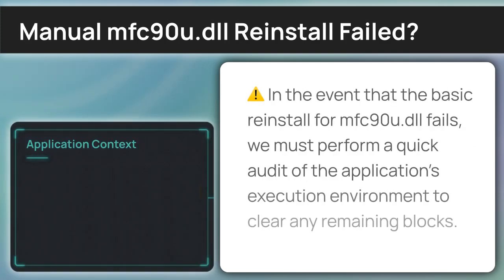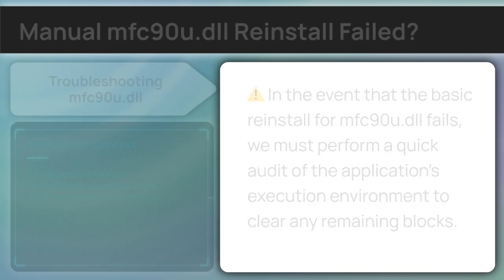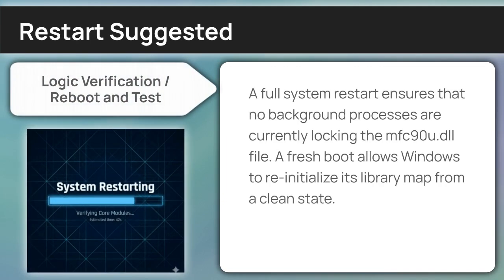When the primary installation path fails, a more surgical approach to checking your system's environmental variables is required. A quick system restart is a practical way to ensure that all shared libraries, including the Mfc90 Unicode, are being loaded correctly into the current session's memory.